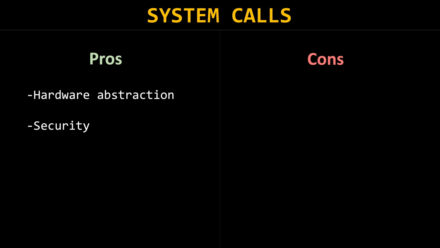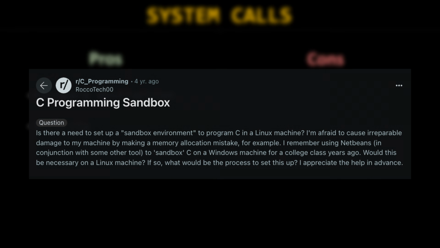Another significant advantage is security. This is closely tied to hardware abstraction. Directly manipulating hardware is prone to errors, which can lead to vulnerabilities and system malfunctions. A common question from people transitioning from languages like Python or JavaScript to low-level programming is, could I fry my computer? The answer is always no, because the operating system manages hardware for us. Even if we write a very bad C program, we won't be able to directly manipulate the hardware in a way that could damage our computer.